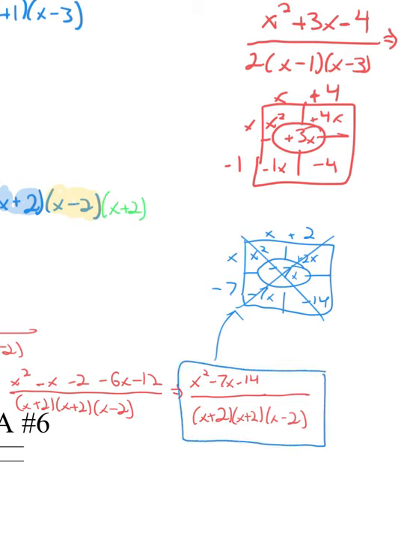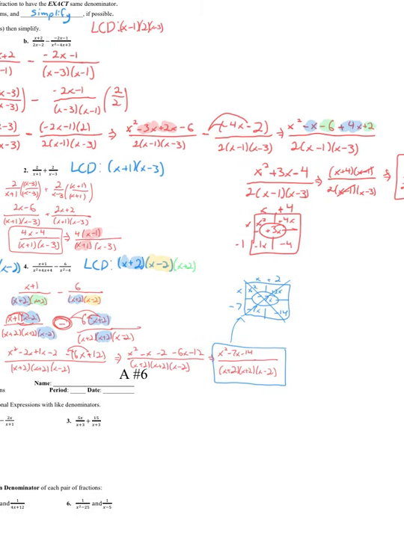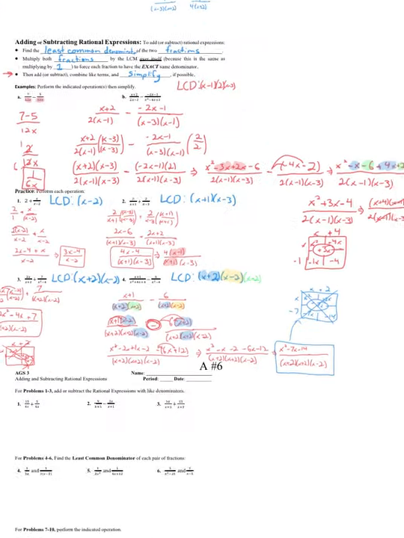The x squared minus 7x minus 14. Okay? So that should cover everything for today. Any questions there? All right.